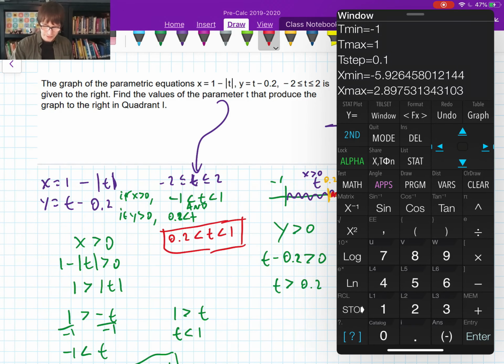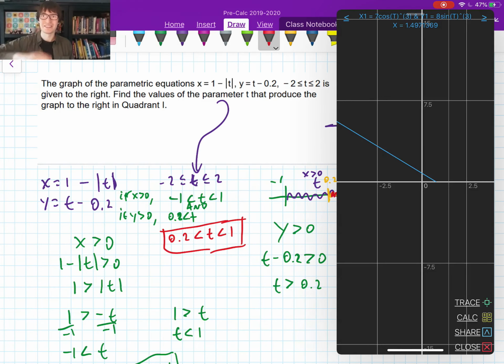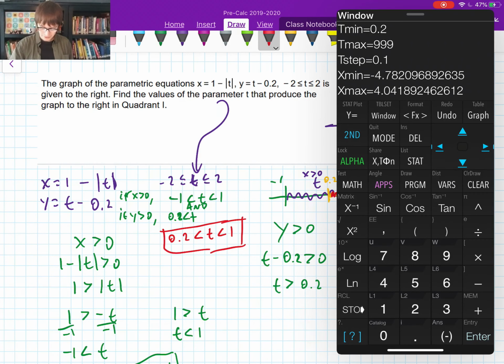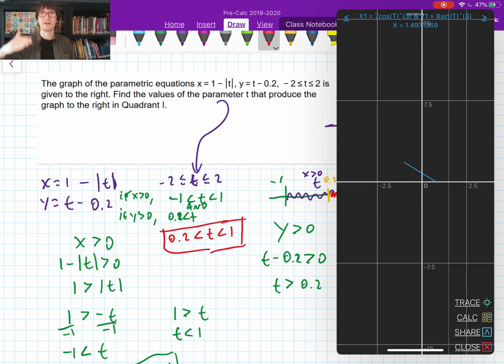Now if we changed that a little bit, let's go back to, let's say, negative 999, because it doesn't matter. We would start with 0.2 and go all the way up to, it doesn't matter how high, then we get all the values above the y-axis. The y is greater than 0. If we want to limit it back to the constraints that it had before, we could put 2, because it is initially between negative 2 and 2. And we can see it's just values that are above the x-axis.